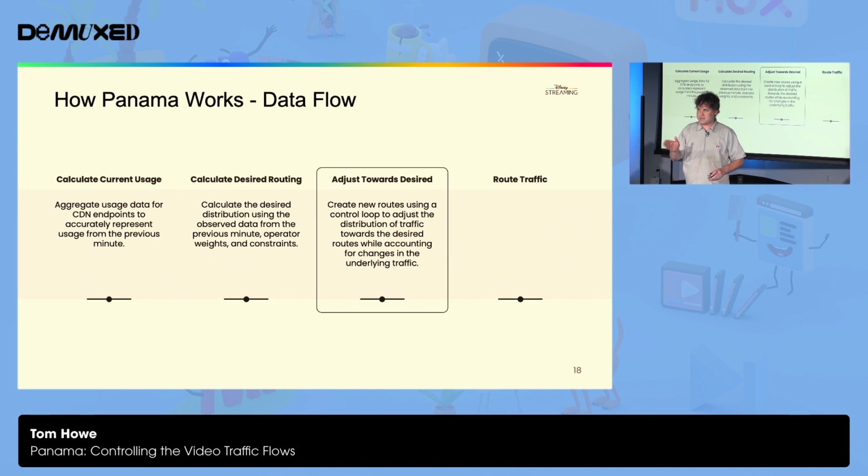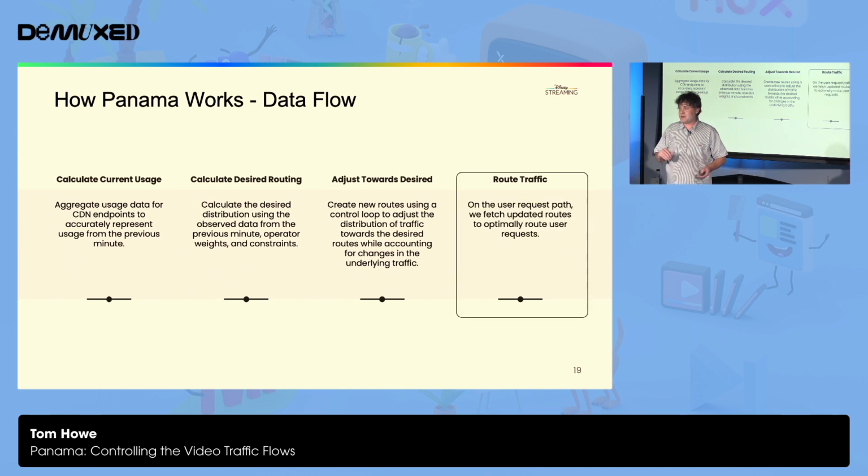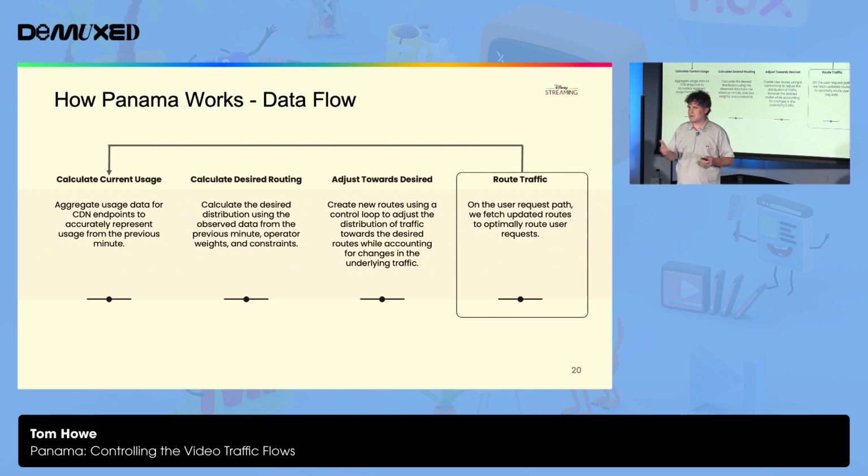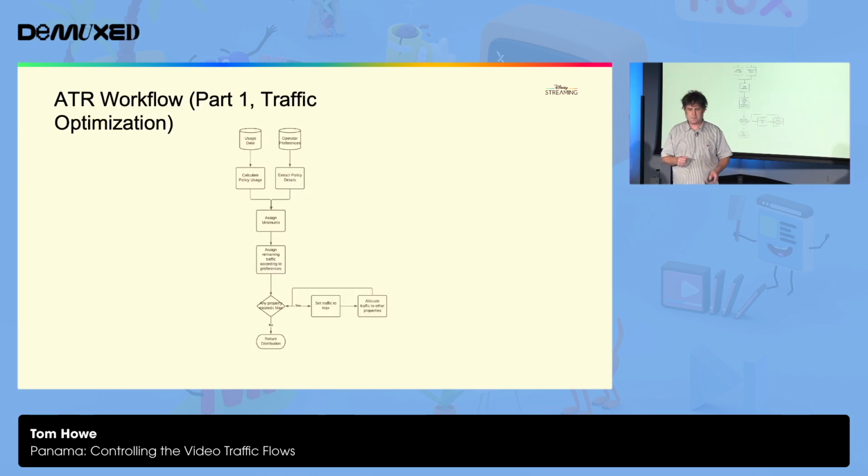I use that word "towards" very deliberately, and I'll come back to that in a second. And then finally, we actually route the traffic. So for the next minute, we have our new sets of distributions where we are receiving requests and making the decision to allocate traffic based on those distributions that we had come up with and passed on to the next step. And then, of course, we repeat. Like I say, this happens every minute. We're recalculating our distributions on a minute-by-minute basis to account for the actual usage in the system.